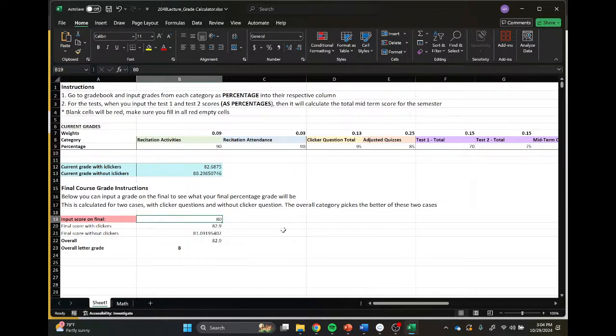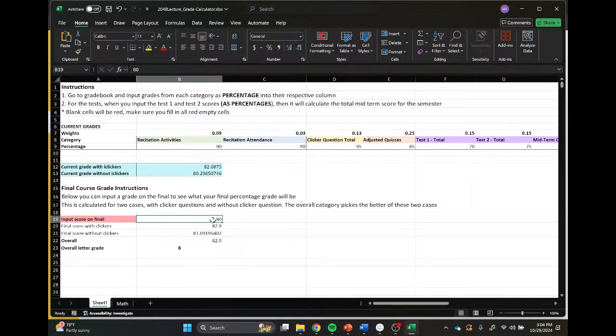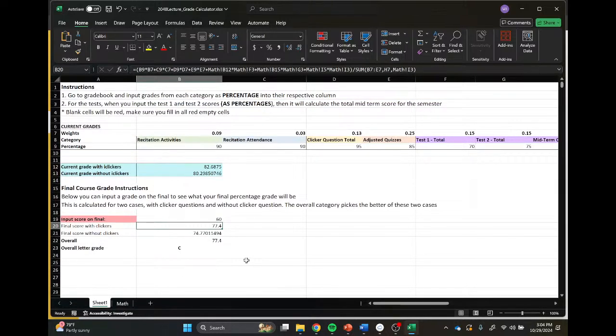Only if it's higher. So in this case, if you want to see behind the scenes, if you hit the math tab, it does: is the lowest test replaced? Yes. And it replaces the lowest test grade with an 80 and does the math with that number. So you can see here, right now it is being replaced because 80 is higher than these. If you score a 60 on the final and you go to the math tab, is the lowest test replaced? No. And then it shows that there. So anywho, it does the things that Canvas can't. There are things I do grading-wise to your benefit that Canvas can't show, and this Excel document does those things.